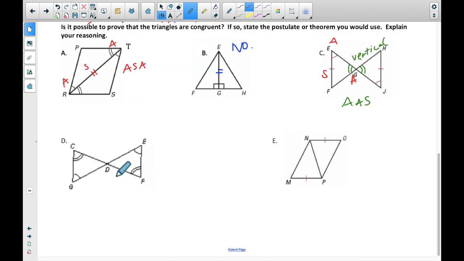All right, on this one, once again, we have an angle, another angle, and we have the vertical angles that we talked about.